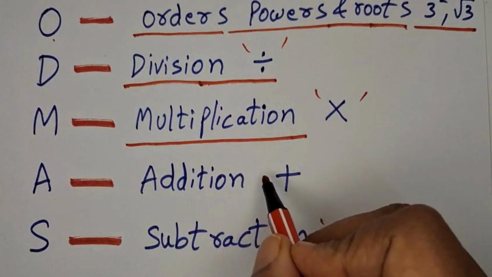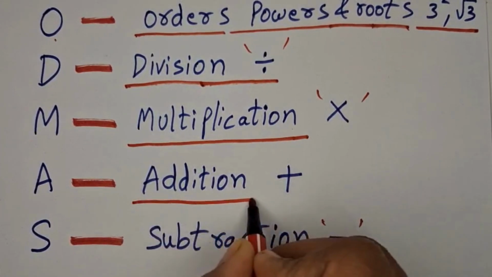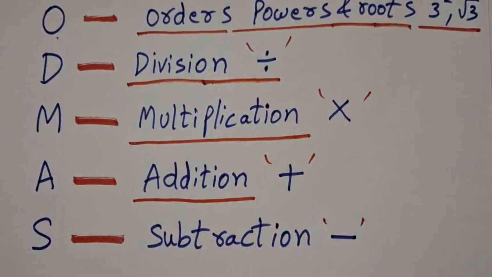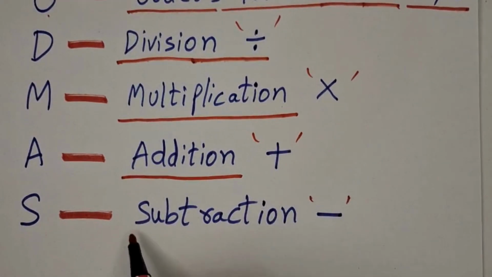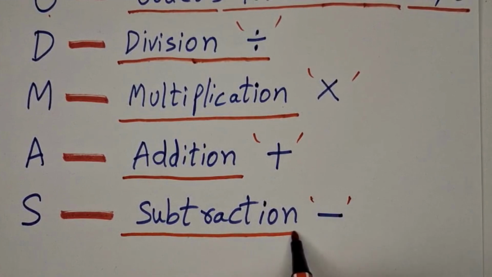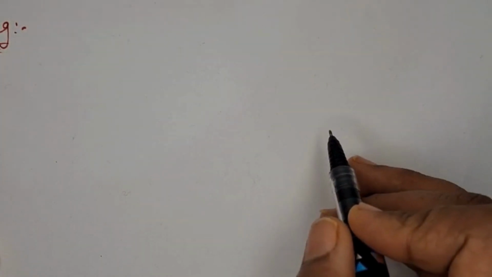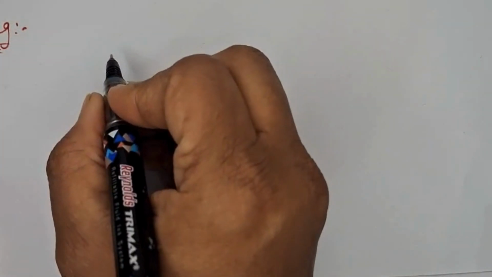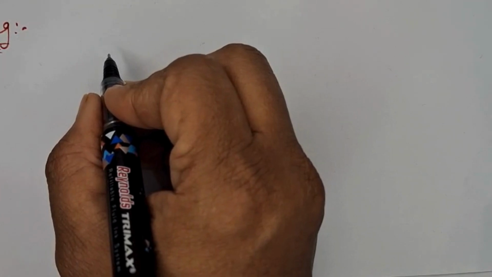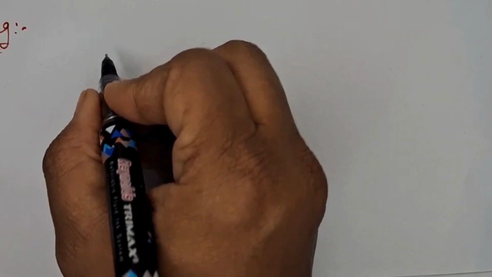After the multiplication step we go to addition. You have to solve any addition. Next is subtraction. We have to go to the subtraction. Using BODMAS, we will solve the problem. This way you can know how to use BODMAS in simplification.